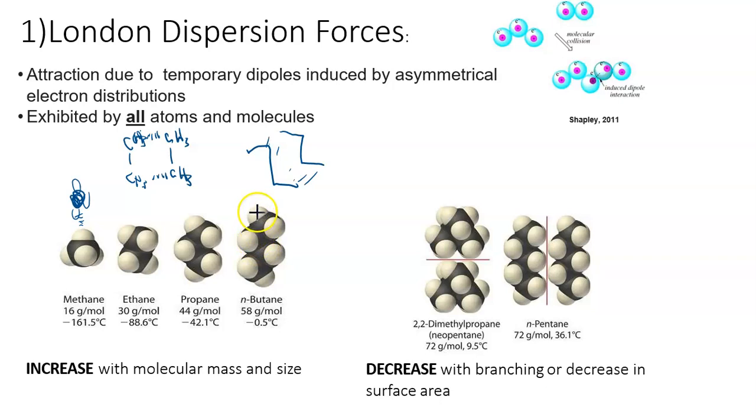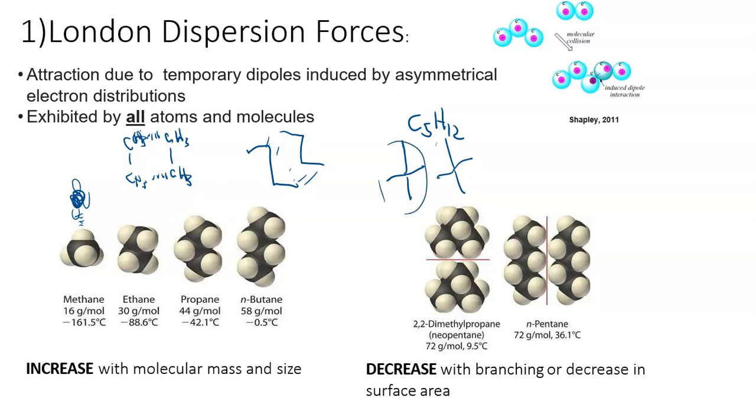But then if we look at branching, these compounds both have the same molecular mass, the same molecular formula. It's pentane and dimethylpropane. There are 5 carbons, C5H12. Let me check: 12, good. And here one is branched. This one looks like a carbon in the middle with 4 carbons around it.